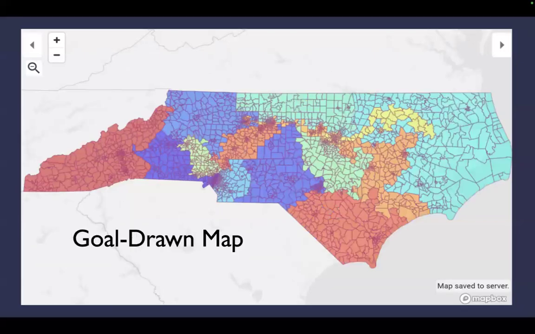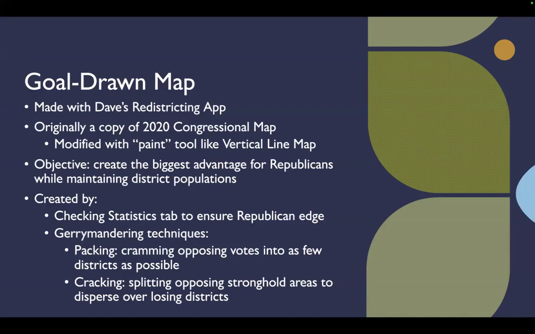So this is the goal drawn map. Two of the main methods used to gerrymander this map, where the goal was to gerrymander the biggest advantage possible for Republicans, were packing and cracking. We packed city centers, which are mostly Democratic, into two different districts, and then cracked other blue areas on the map. And this ultimately helped us gerrymander the biggest possible advantage for Republicans.